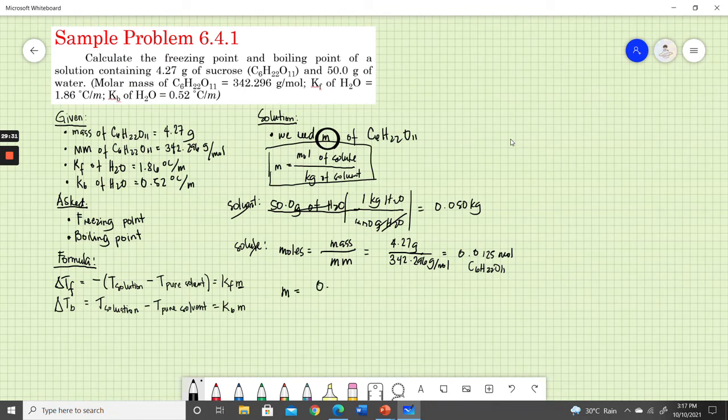So now that we have our solvent and we have our solute, we can compute for the molal concentration. So 0.0125 moles of C12H22O11 divided by 0.050 kilograms of H2O. And that would give us 0.25 molal. Okay, so after getting the molal concentration, we can now solve for the freezing point.